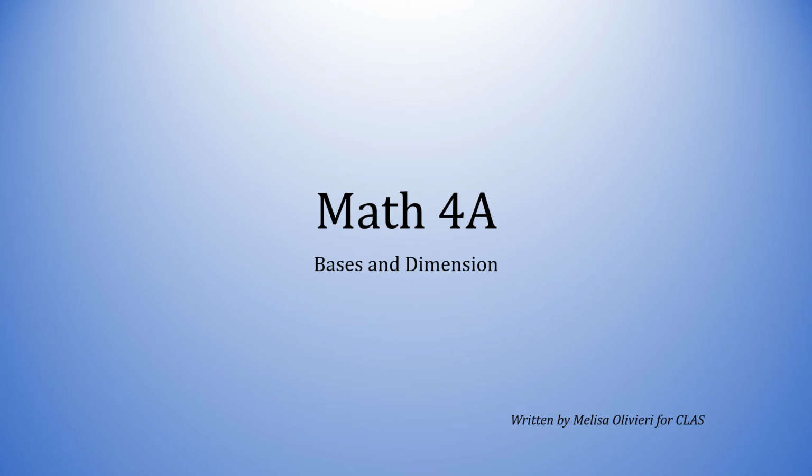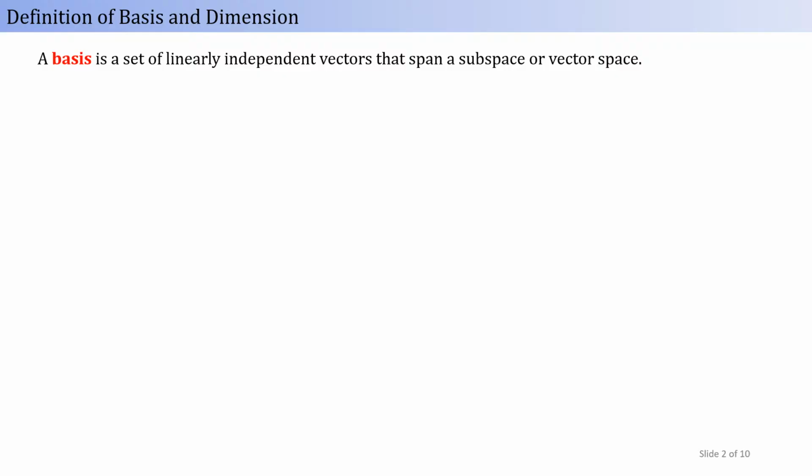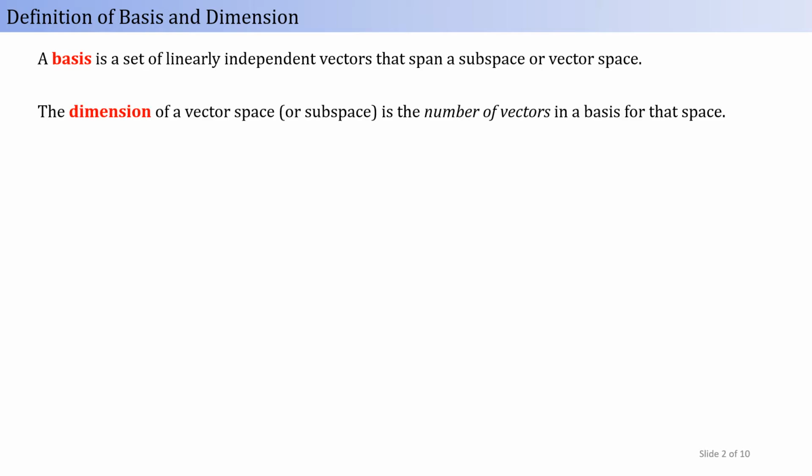Let's talk about bases and dimension. A basis is just a set of linearly independent vectors that span an entire subspace or vector space, whereas the dimension of a vector space, or any space, is just the number of vectors that are in any basis for that space.